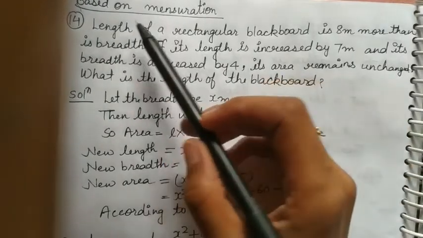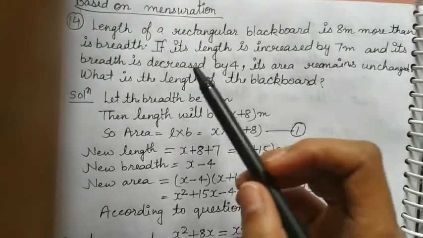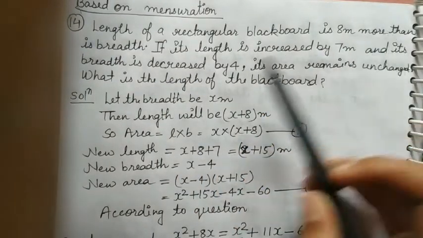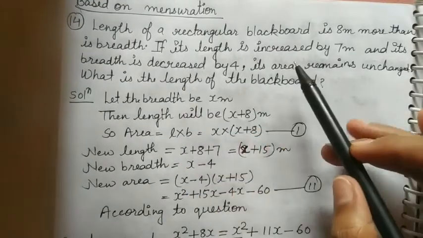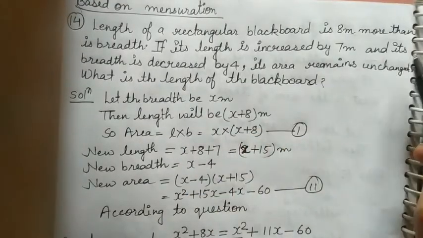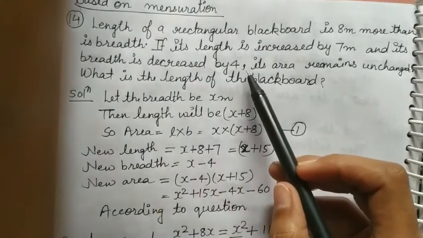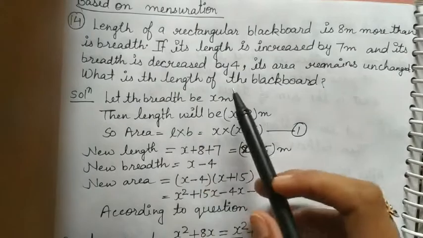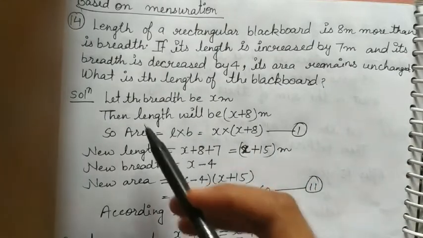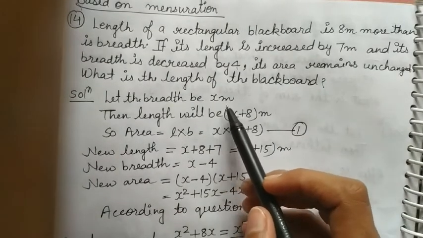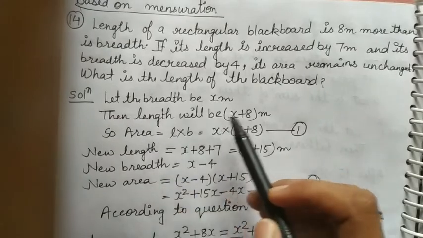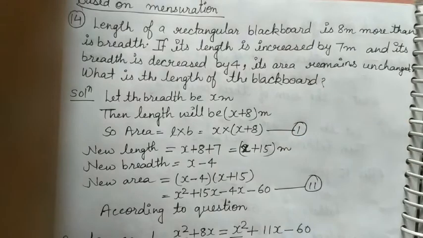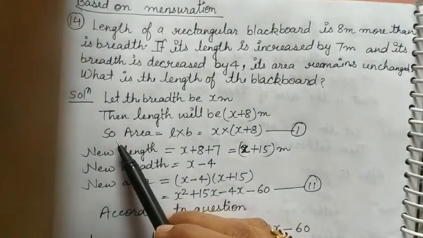Next is a problem based on mensuration. One example is: the length of a rectangular blackboard is 8 meter more than its breadth. If its length is increased by 7 meter and its breadth is decreased by 4, its area remains unchanged. What is the length of the blackboard? So let the breadth of the blackboard be x meter. The length will be x plus 8, as it is given in the question that it is 8 meter more than the breadth. After that we will calculate the area.